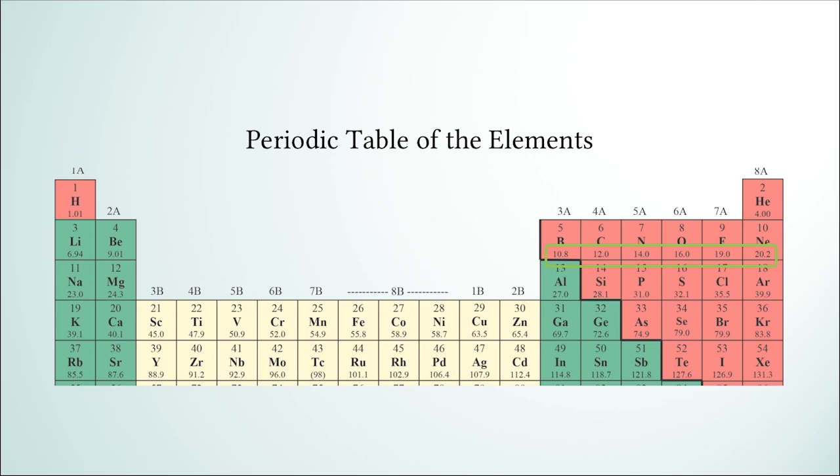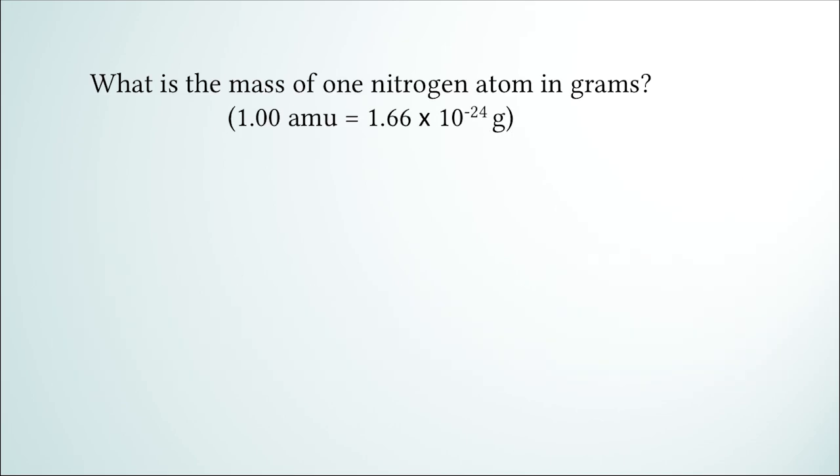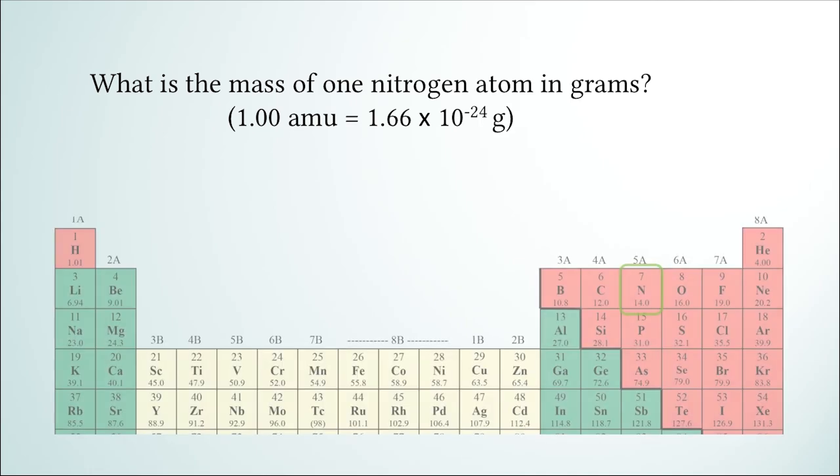Let's look at an example together. What is the mass of one nitrogen atom in grams, given that 1.00 AMU equals 1.66 times 10 to the negative 24 grams? We first need to look at the periodic table to know how many atomic mass units a single atom of nitrogen has. The table shows us that it has a mass of 14.0 AMU. So we just need to do a conversion problem.